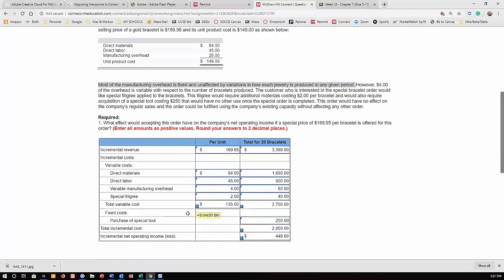And then there's my variable. And then the only other special thing was that I had to purchase a special tool to be able to help me manufacture this. So I look at it and I go, well, there's my incremental revenue, there's my incremental costs. So am I going to make money on this special deal? If the answer is more than 0, then yes, I'm definitely going to do that.